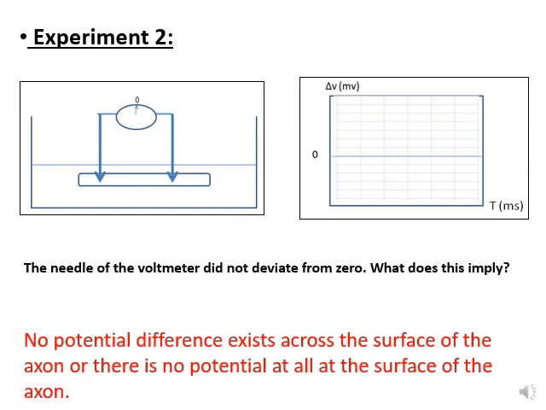Experiment 2. The needle of the voltmeter did not deviate from zero in the second experiment either. The second experiment differed from the first. In the first experiment, both needles are placed on the surface of the axon. But in experiment 2, both of them are placed across the surface of the axon. Here there is no potential difference at all.